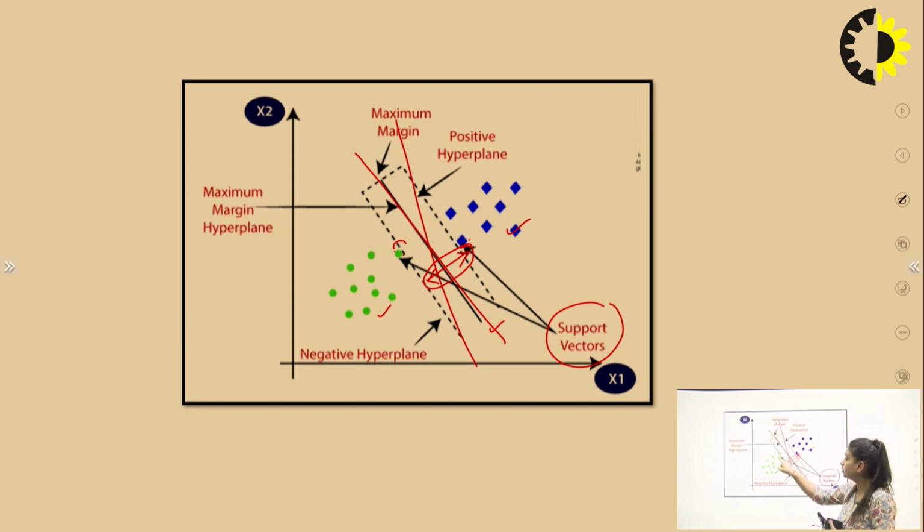This particular point is selected. Why did we select this particular point? Because this point is very near to the opponent class. Similarly, this particular point we selected because it is very near to the opponent class. So these are the support vectors, and with the help of these support vectors we are creating the positive hyperplane and the negative hyperplane. These are the names given to these particular lines. There are a number of hyperplanes possible, but you have to choose the hyperplane which gives you the maximum margin.